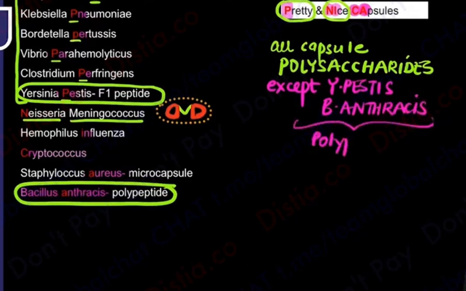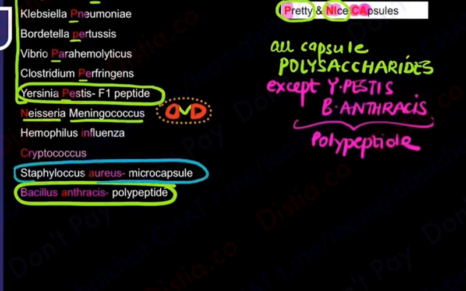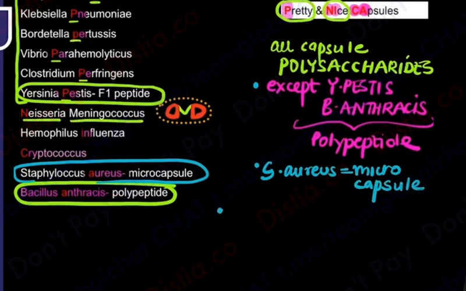It is a polypeptide. Next, what you need to know is there is an organism called Staphylococcus aureus which has a very tiny capsule, might not even be visible. So that is known as Staph aureus, which is another exception, which has a micro capsule for you to know. Another thing that I'm going to tell you, which is not in this list, please note Streptococcus pyogenes at times can also have a capsule, and that is made up of hyaluronic acid.